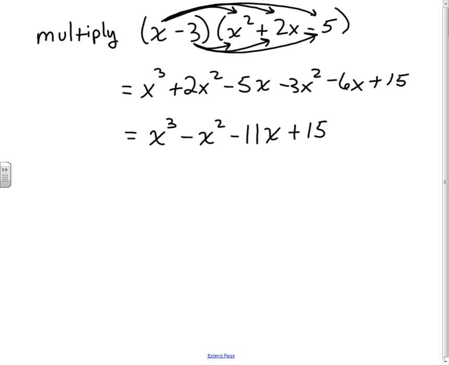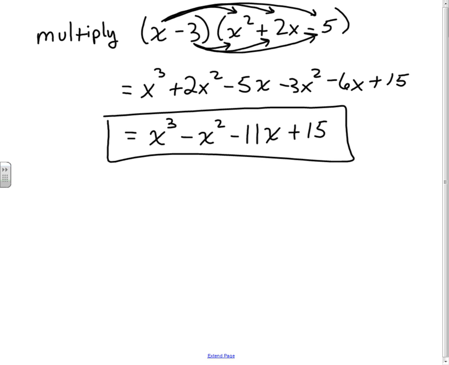So while this process is called distributive property, FOIL is actually the same process, but FOIL is a special distributive property for a binomial times a binomial. This example was a binomial, x minus 3, times a trinomial, x squared plus 2x minus 5. So you'd have to use distributive property.